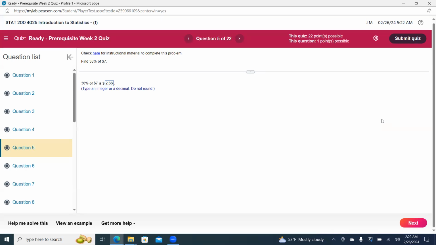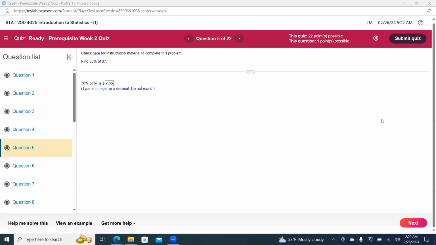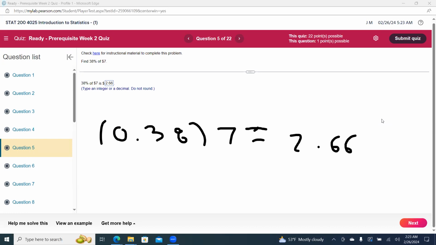If you take 38% of 7, we can never have it in percent. We have to have it in decimal. But you always just multiply them. To take 38% of 7, it's 0.38 times 7, which is going to equal 2.66. So just remember, 38% of 7 is 0.38 times 7.